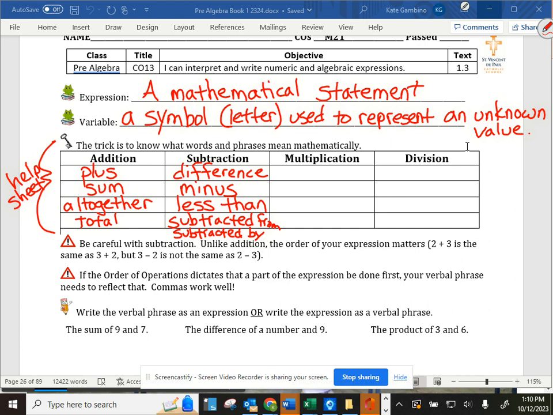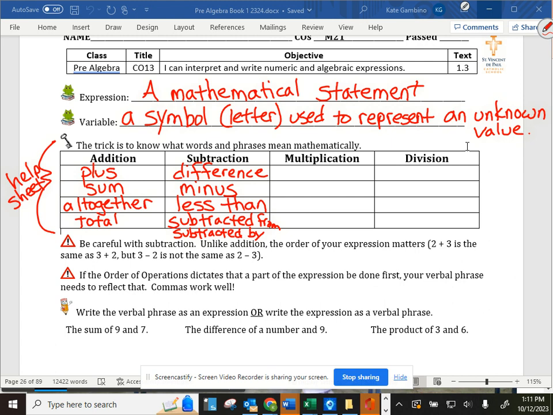Subtracted from. 5 subtracted from 12. So that means we're starting with 12 and we take away the 5. Subtracted by: 12 subtracted by 5. So you have to pay attention, which number do we put first? If we say subtracted from, 5 subtracted from 12, that's not 5 minus 12. So we have to be careful.